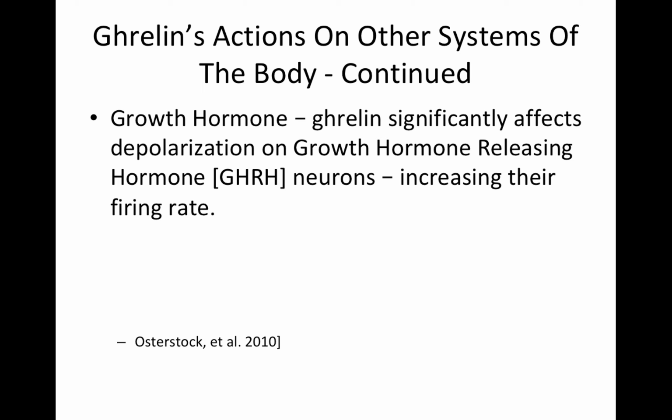And the final topic we're going to discuss about ghrelin's action on other systems of the body is its ability to affect growth hormone production. Ghrelin's action is not directly on growth hormone itself, its effects being in the hypothalamus, where growth hormone releasing hormone neurons are produced. As we all should know, but we'll review quickly anyway, growth hormone releasing hormone is produced in the hypothalamus, where it then travels to stimulate the pituitary gland to produce growth hormone. The way ghrelin affects production of growth hormone is by affecting the depolarization rate, increasing the rate of the growth hormone releasing hormone neurons, thus increasing growth hormone levels.